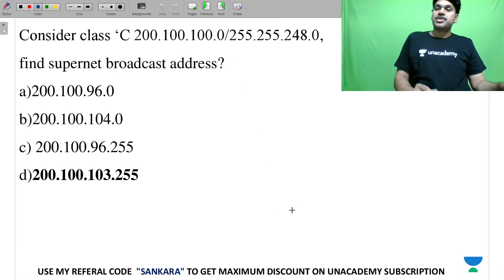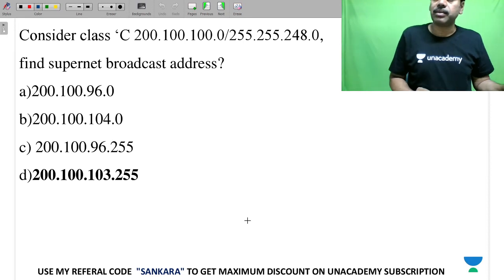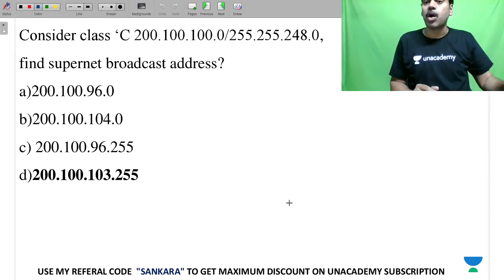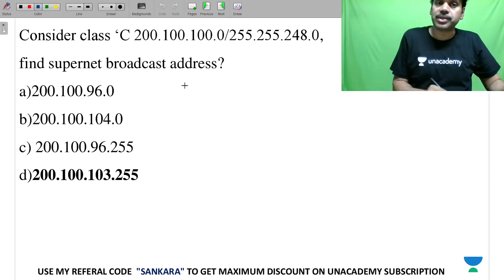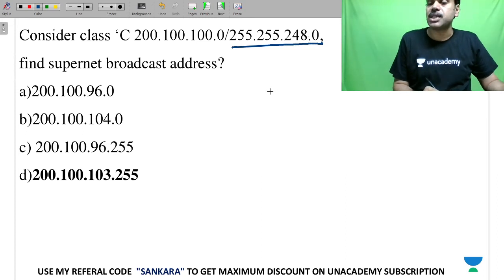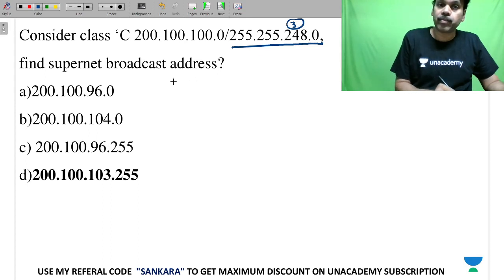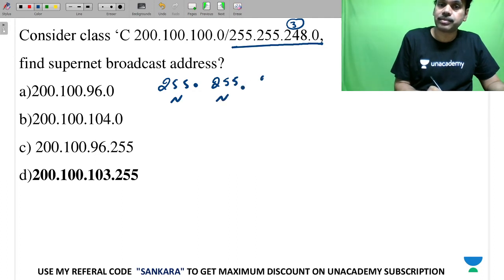And the next one is block broadcast he is asking. Earlier he asked about the block starting number. Now he is asking block ending number. Let me do this. First write your mask in binary where manipulation has happened from 1 to zeros. Which octet? Third octet is manipulated. So 255 is NID, 255 is NID, 248 some NID, some HID, and 0 is HID.